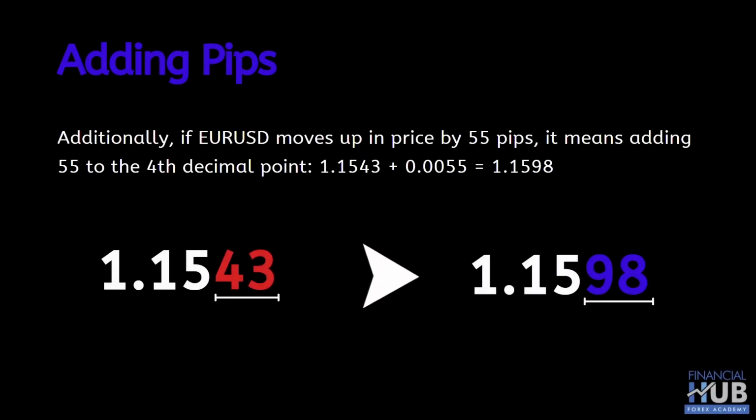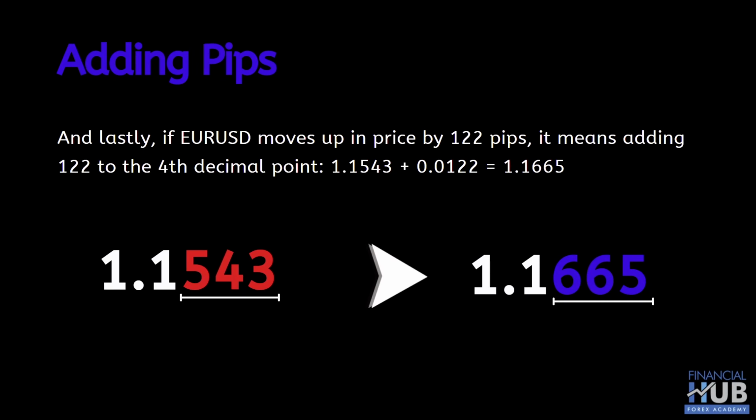Adding additional pips. If Euro USD moves up in price by 55 pips, so this is not now 1 pip, but 55 pips, taking two whole numbers, it means adding 55 to the fourth decimal point, which is 1.1543 plus 0.0055, which will basically give you a sum of 1.1598. So you can see we've added 55 to the last digit mark here, giving us 1.1598.